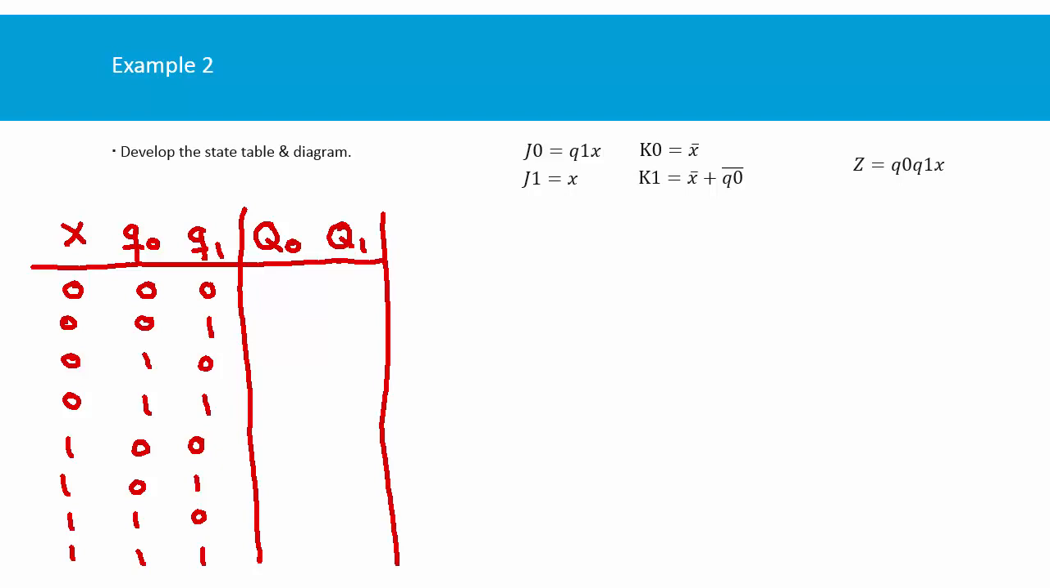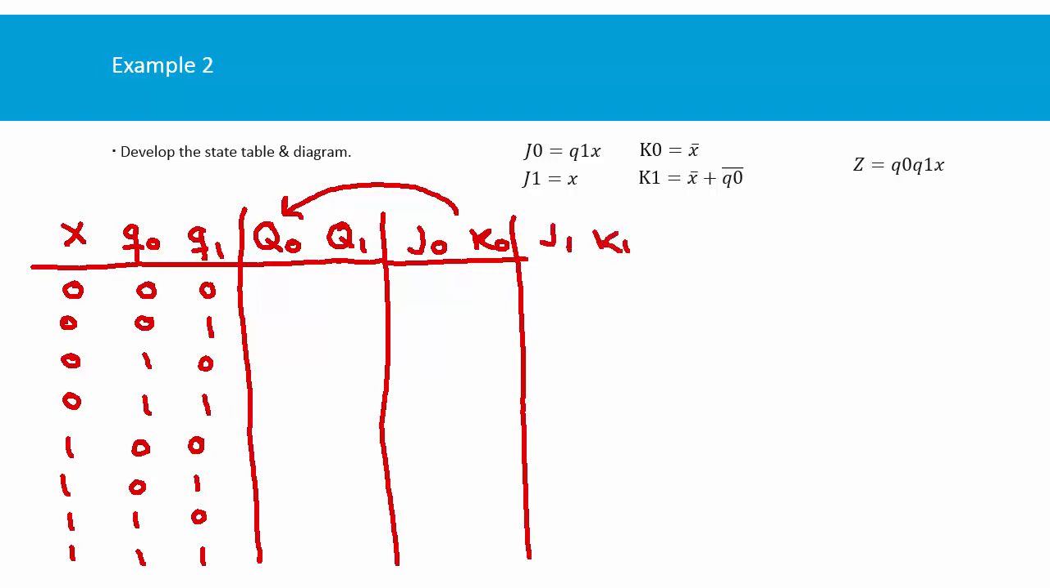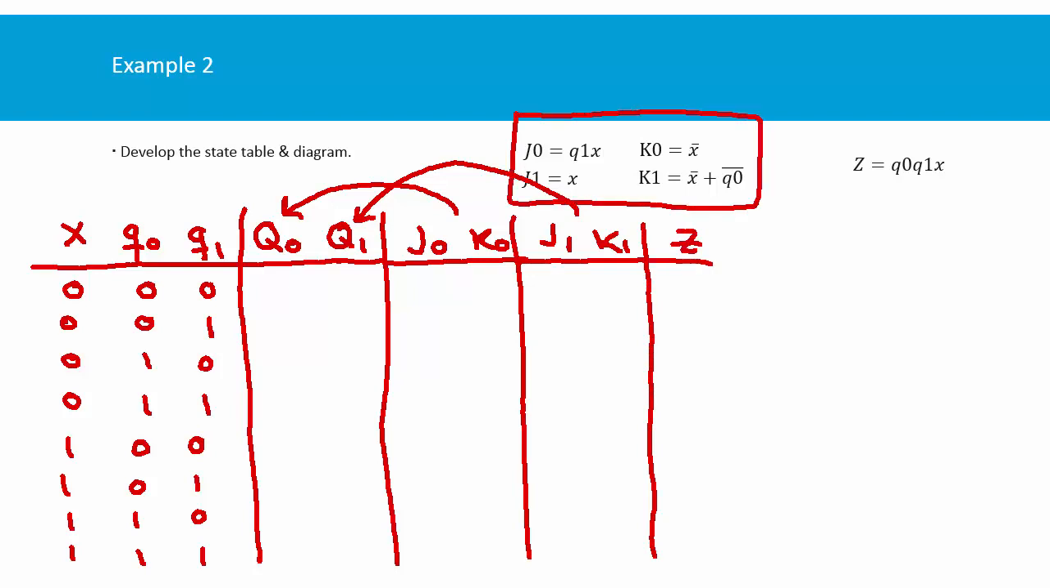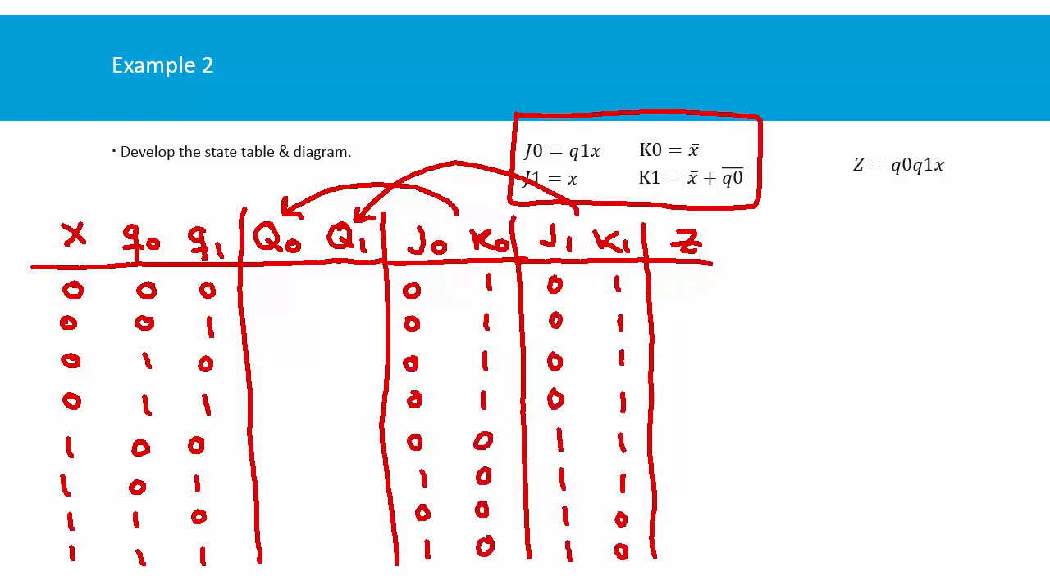Now, in order to get Q0, we need to analyze what happens with J0 and K0. Again, important, this is going to give me the behavior of this. We also need to analyze what's going to happen with J1 and K1, and this is going to give me the behavior of Q1. And at the end, we also need zeta. So now we are going to put all these equations in the table. So there I have the behavior of J0, K0, J1, and K1. With that information, we can know how Q0 and Q1 are going to behave.